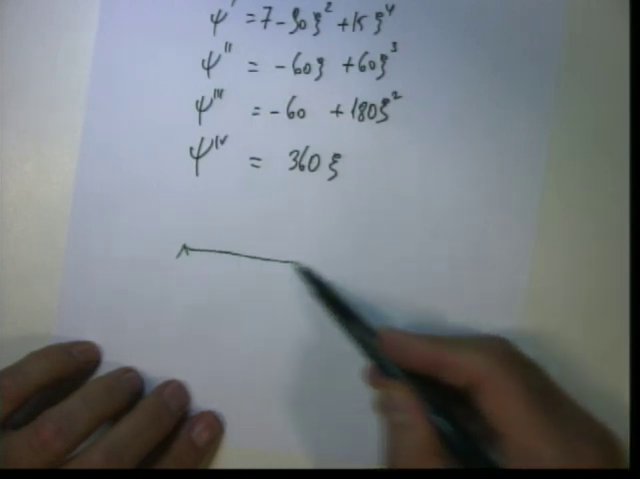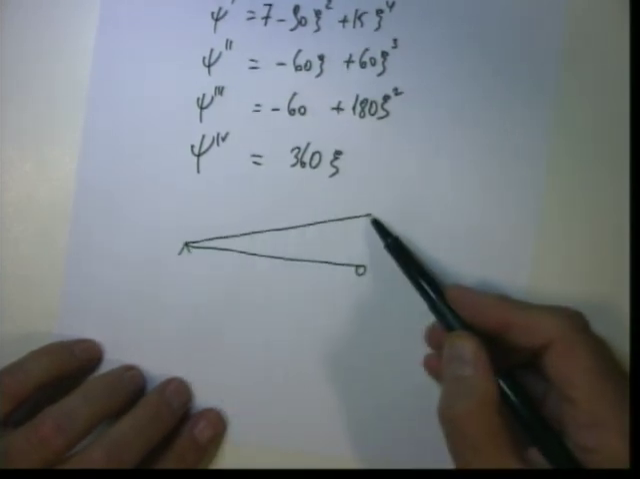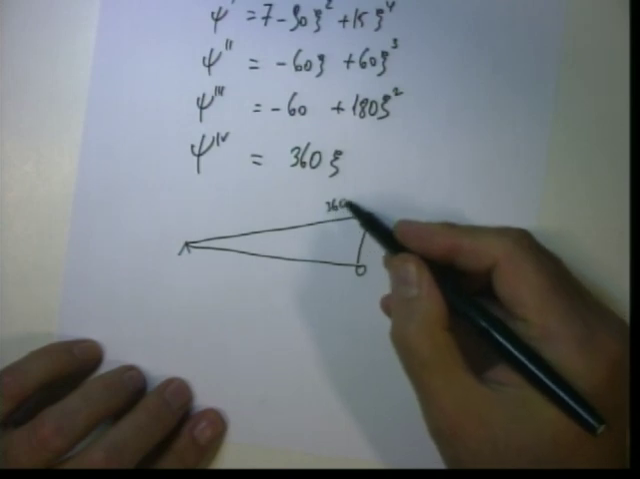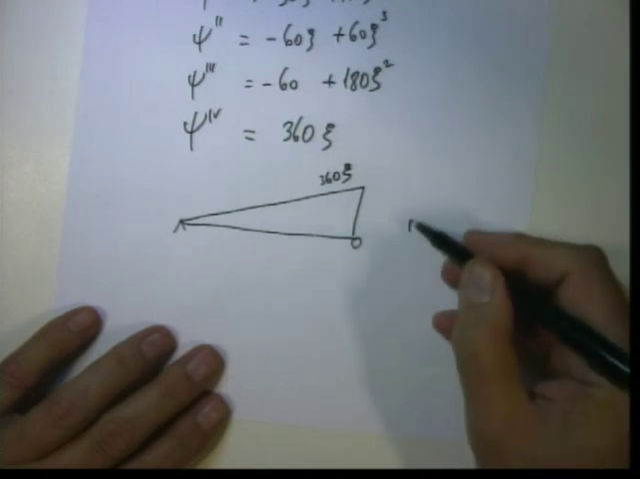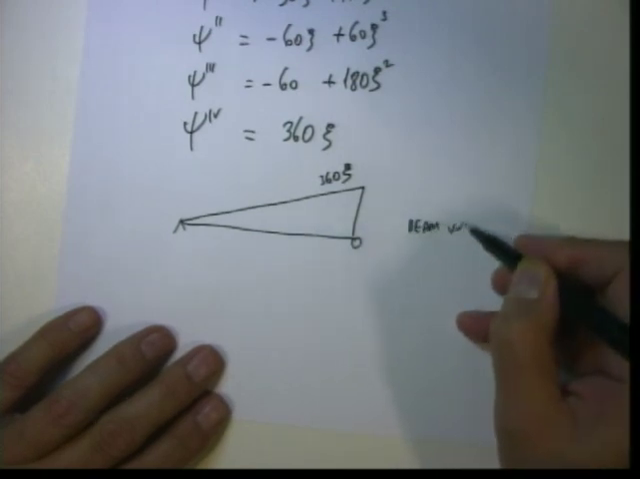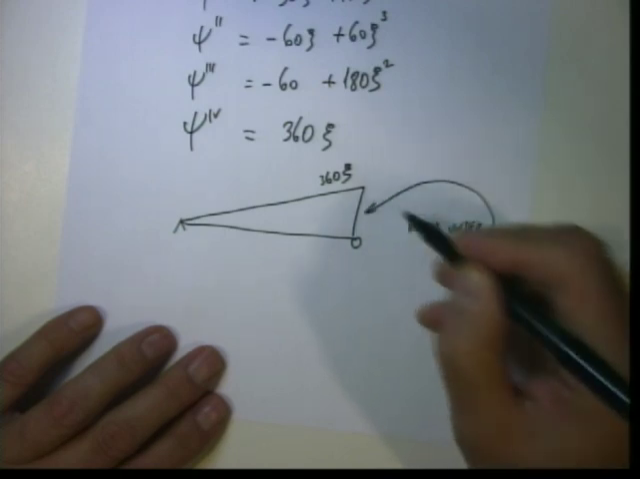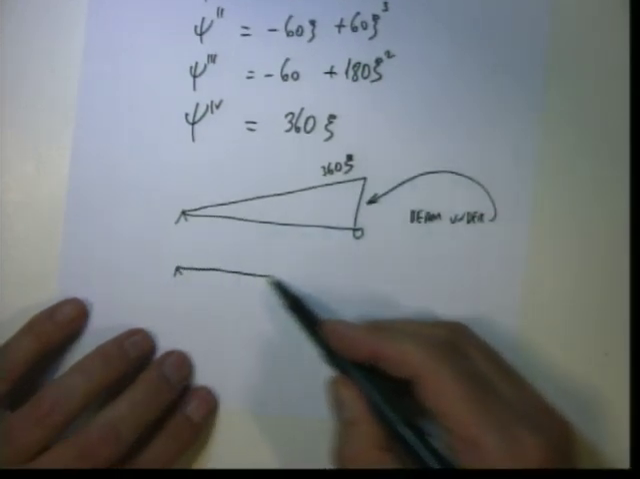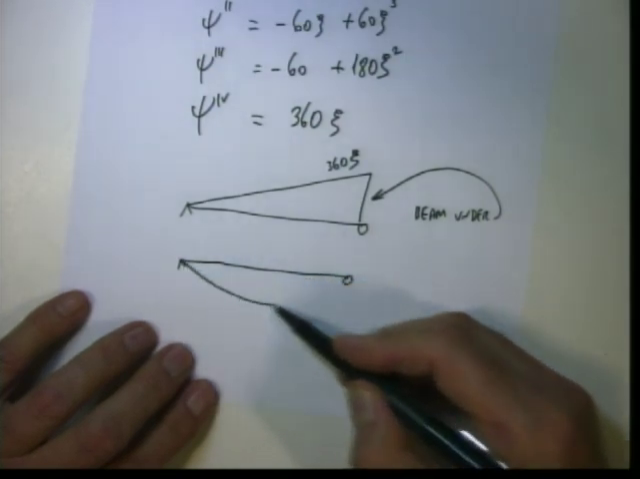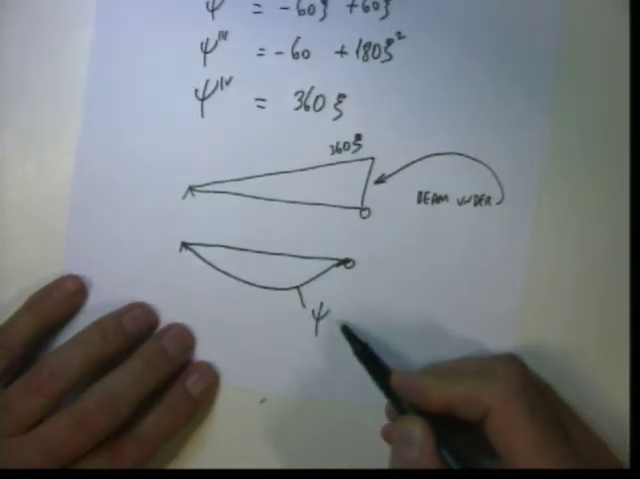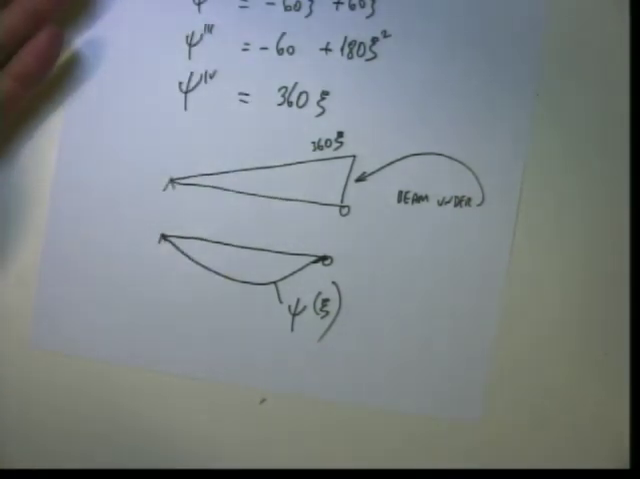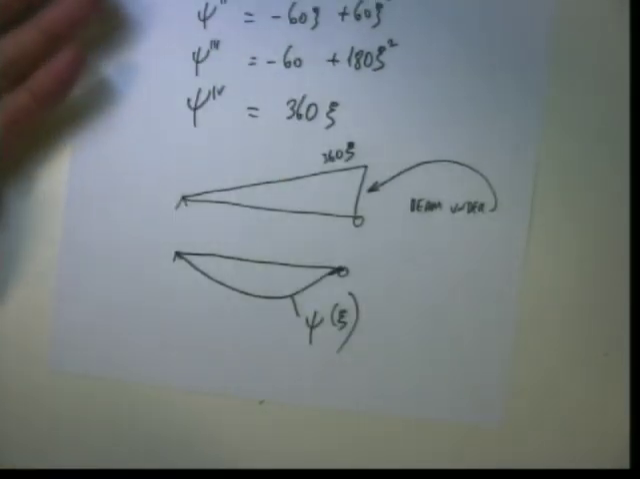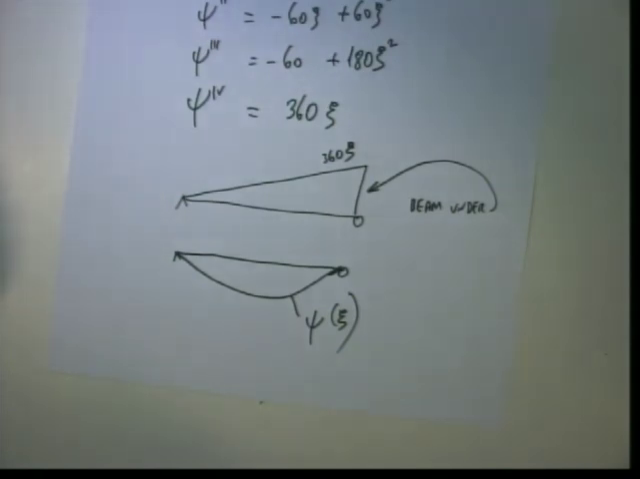So that means that if I take a beam and the loading is 360 psi, so the beam under such a loading will have a displacement proportional to psi. Just psi can also be taken, or anything multiplied by psi, some constant multiplied by psi.